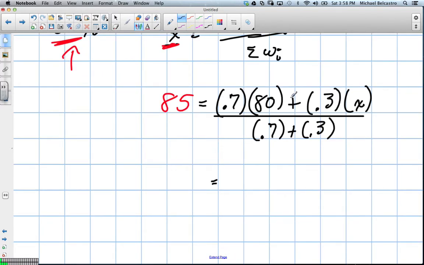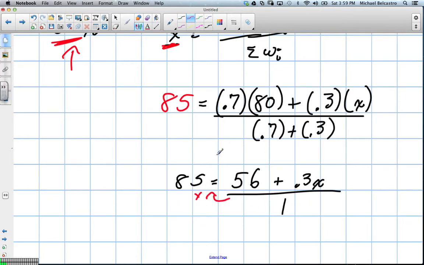So 0.7 times 80, what's that going to give us? 56. Right on. Plus 0.3 times x, which will give us 0.3x. All divided by 0.7 plus 0.3, which is 1. To move the 1 over, we'd multiply by 1, and that's not going to change anything. So 85 is equal to 56 plus 0.3x.